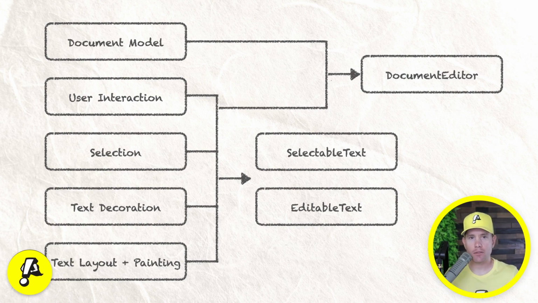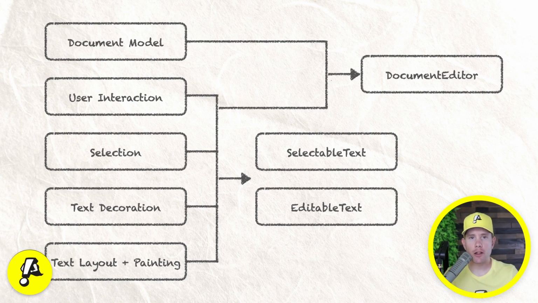We have text layout. We have text decoration. We have some kind of model for selection. User interaction can be its own thing, which makes use of selection, decoration, and text layout. That's what brings it together. In fact, I've demonstrated that here. Take all four of those together, and you can re-implement selectable text and editable text with those composable pieces.